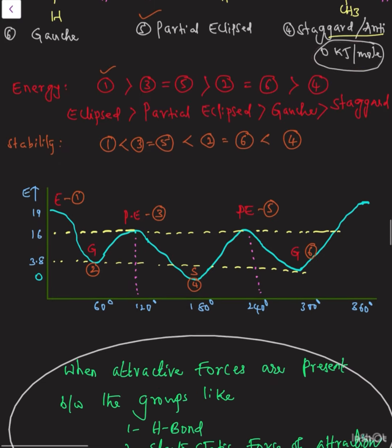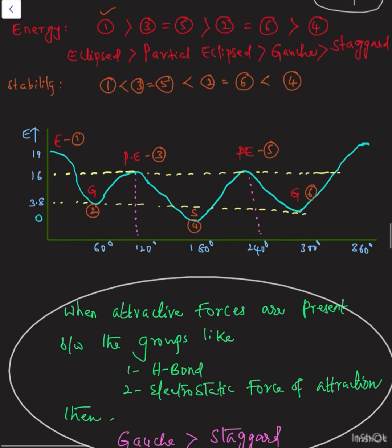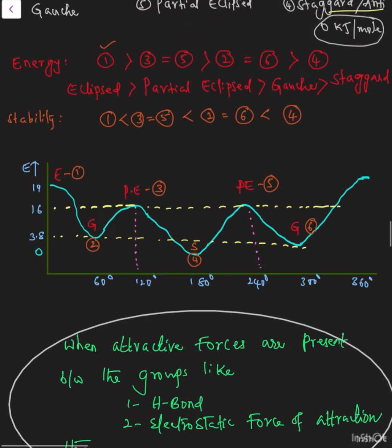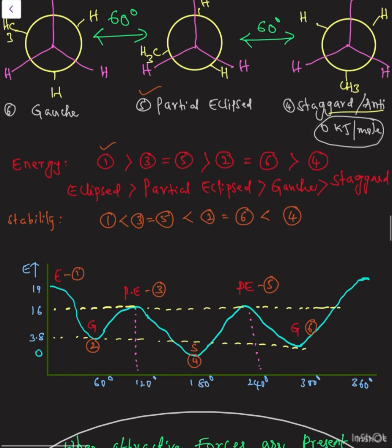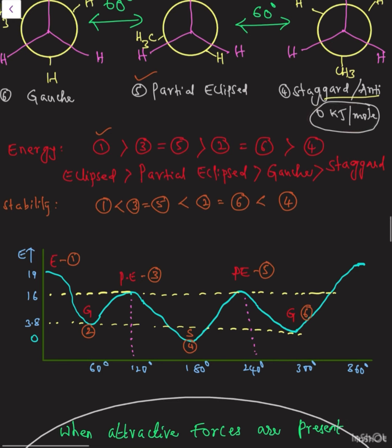Then the order becomes opposite. Now, if you observe the graph of energy versus dihedral angle, we know that in the eclipsed form, energy is 19 kilojoules, which is highest. After eclipsed, Gauche conformer, then partially eclipsed, staggered, partially eclipsed, Gauche, which I represented with the letters G, P, and so on. So this is the graph.